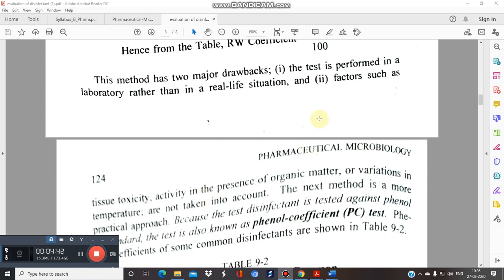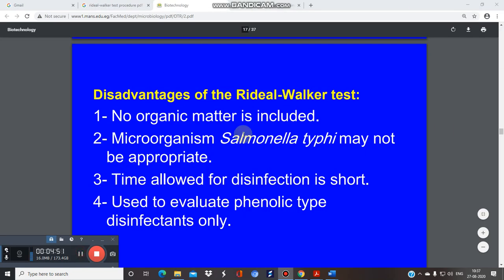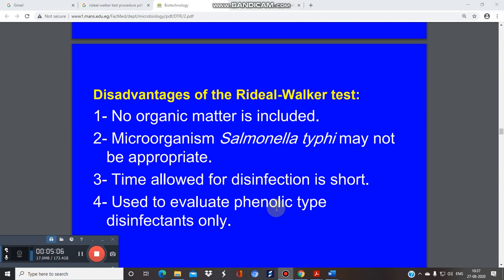Next, factors such as the tissue toxicity and the presence of the organic matter may cause variation in the results. And sometimes the microorganism Salmonella typhi may not be appropriate, and the time allowed for disinfection is very short, because we have covered this time allowed, that is only 2.5 minutes to 10 minutes. And it is only used to evaluate phenolic type of disinfectant, because here we use phenol as a standard compound, as a standard disinfectant.